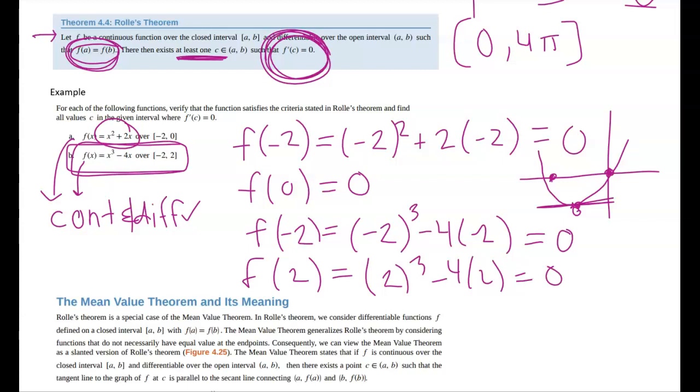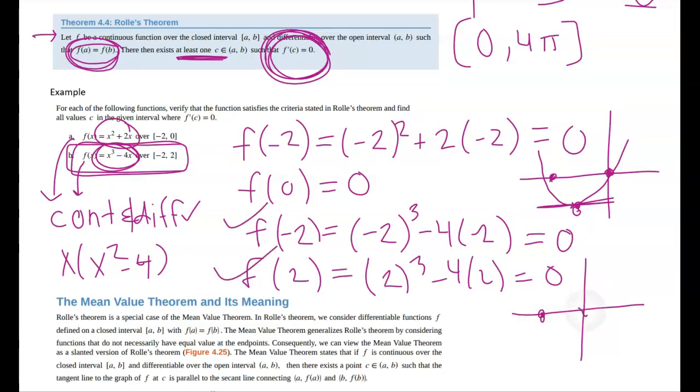So because these outputs are the same value, let's think about this function. If I factor out an x, I get x squared minus 4. That cubic function will have zeros at plus or minus 2, which we know because we just found them, and 0. And then it's a cubic function.